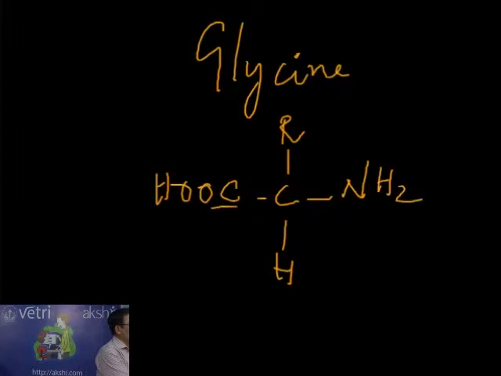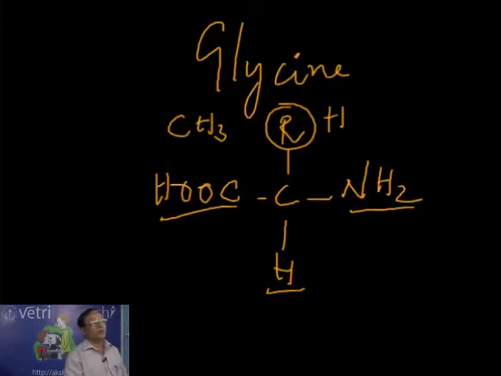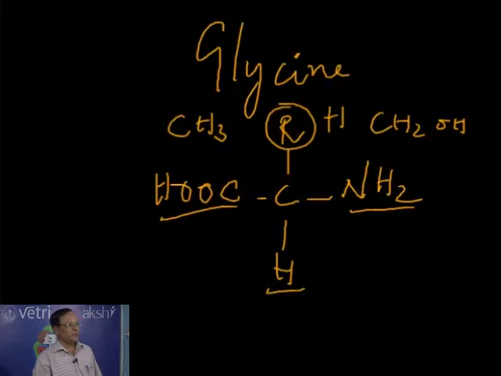So we have a carboxyl group, an amino group, a hydrogen, and also a variable group simply designated as R. If you take glycine, the R group is nothing but hydrogen. If you take alanine, the R group is methyl. If you take serine, it is a hydroxymethyl group. So this is what is called the variant group. The R group only differs in different types of amino acids. So we have four groups attached to the alpha carbon atom. This is the simplest structure, and the simplest amino acid is glycine.